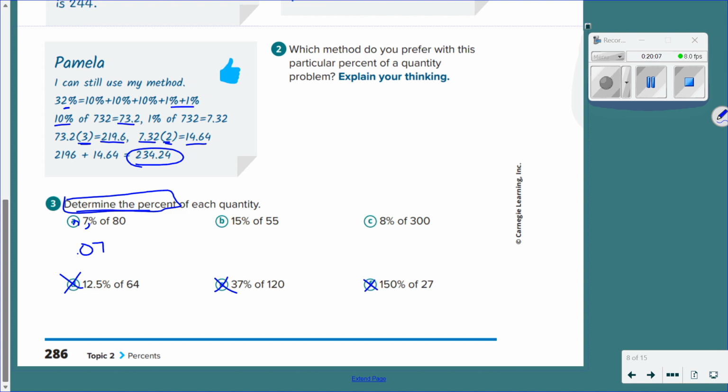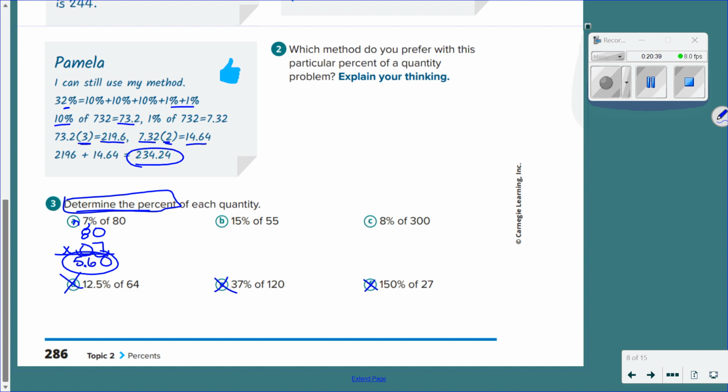And I am multiplying that times my 80. So 7 times 0 is? 7 times 8 is? How many numbers did I have after my decimal? 2. So I should have 2 numbers after the decimal in my answer. So I get 5 and 60/100ths. I did not need to multiply by the 0 because it's not going to change my answer. Anything times 0 is 0.